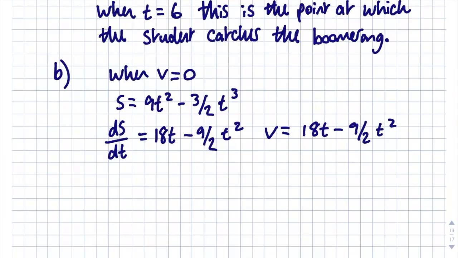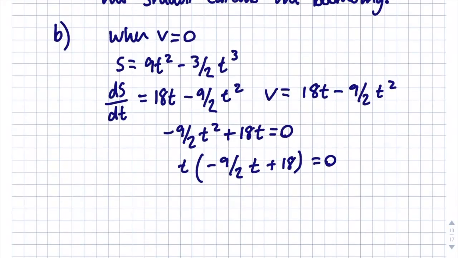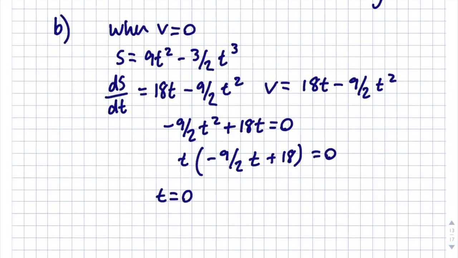So remember, v equals 0 if we want to find the greatest displacement. So that means we're going to get minus 9 over 2 t squared plus 18t equals 0. We can factorise out t, so we get t times (minus 9 over 2 t plus 18) equals 0. So one of our values for t is going to be equal to 0. The other value is going to be 18 equals 9 over 2 t.